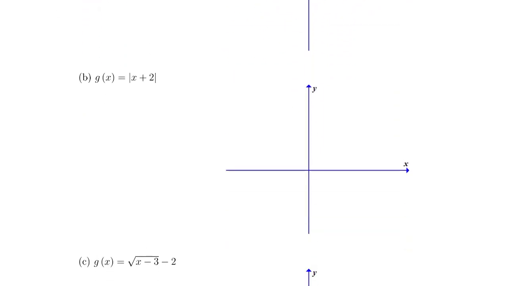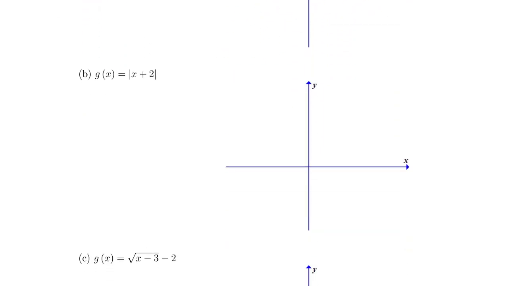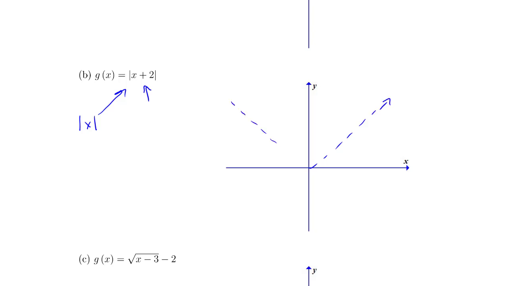All right, so now let's look at this one and see how it's different. Again, I can see that the basic function I'm using is absolute value of x. But instead of adding something to the whole previous function, I've added it directly to the x. That means it's going to be a horizontal effect. And since I've added directly to the x, I'm going to shift to the left. So I'm still starting with the same basic function, and I have to know what these functions look like.